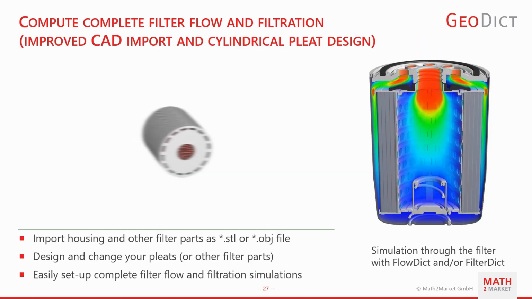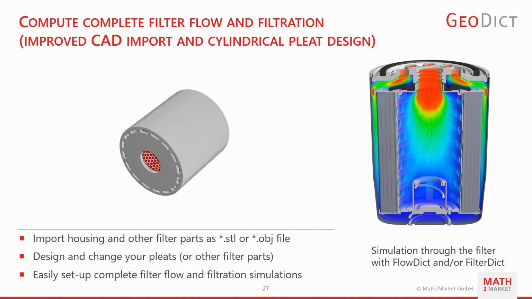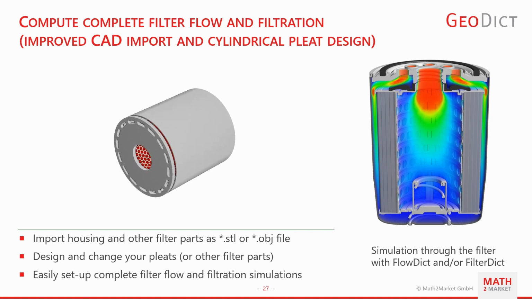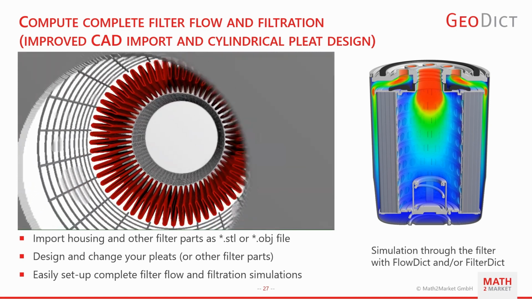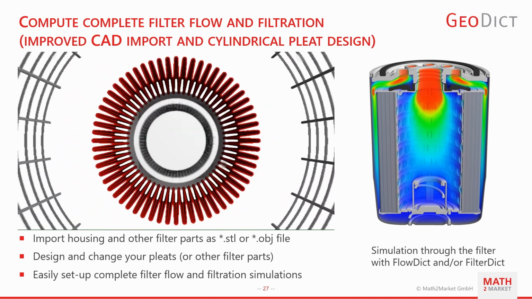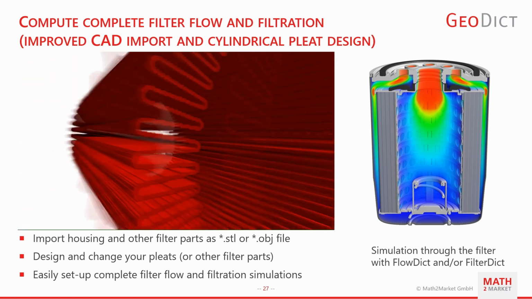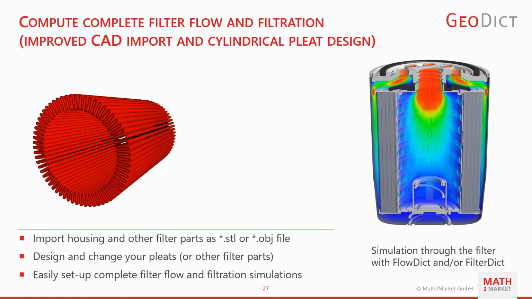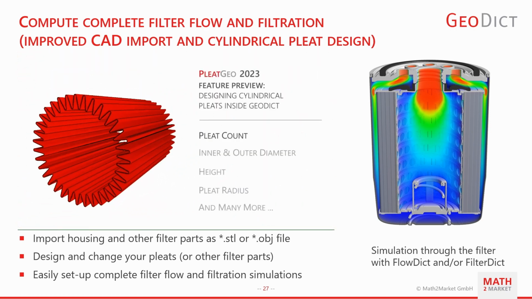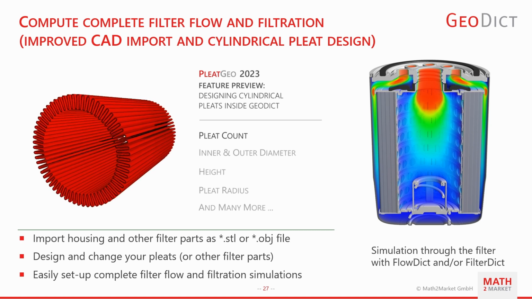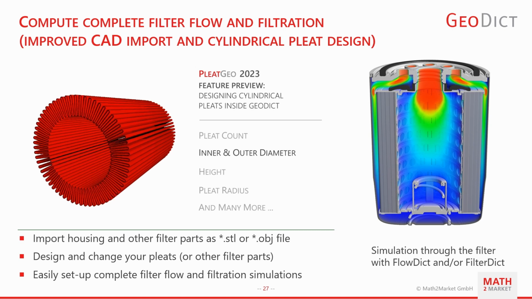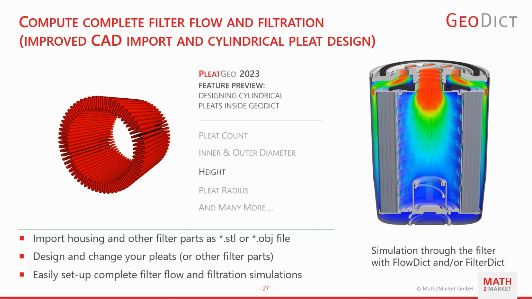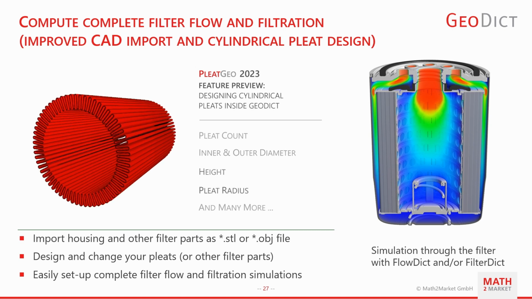With the new GeoDict version, we have focused on making flow and filtration simulations for complete filters much easier to use. To import a cut geometry of a filter from an STL or OBJ file, to set the correct materials and to define inflow and outflow regions should be straightforward now. After the geometry pre-processing, just use the new dialogues in FlowDict and FilterDict to set up your flow and filtration simulations. The resulting local pressure drop of a complete filter flow simulation is shown on the right side.